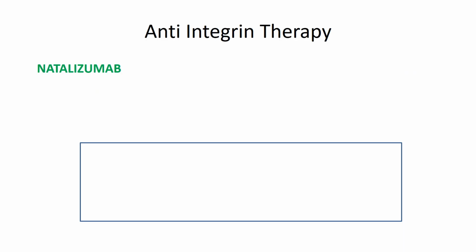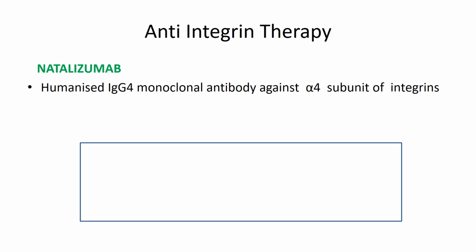And the last group is anti-integrin therapy, natalizumab. So it is the anti-integrin therapy. All the others were antibodies against TNF, tumor necrosis factor. Here it is integrin. Natalizumab is a humanized IgG4 monoclonal antibody against the alpha 4 subunit of integrin. So integrin has an alpha 4 subunit, and our natalizumab acts on this alpha 4 subunit of integrin.